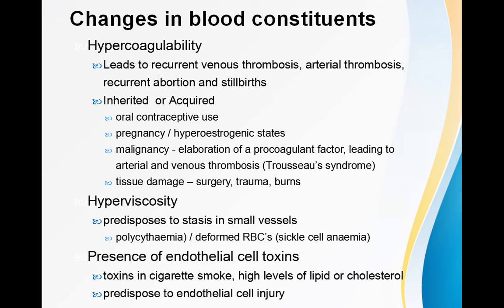Tissue damage: surgery, trauma, burns. Hyperviscosity predisposes to stasis in small vessels, as in polycythemia or deformed RBCs, sickle cell anemia. Presence of endothelial cell toxins, such as toxins in cigarette smoke, and high levels of lipid or cholesterol, predisposes to endothelial cell injury.